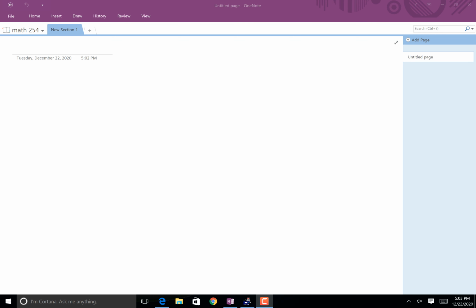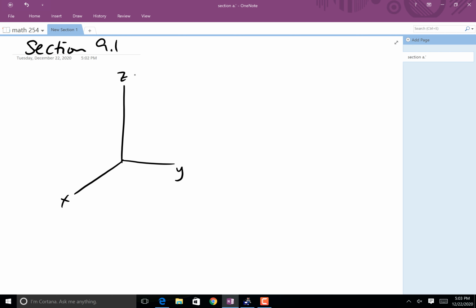Well, hello. So, section 9.1 is a little introductory piece into the three-dimensional realm, if you will. Talking about the X, Y, Z plane. Sometimes you'll see it written kind of like this. You go X, you go Y, you go Z.